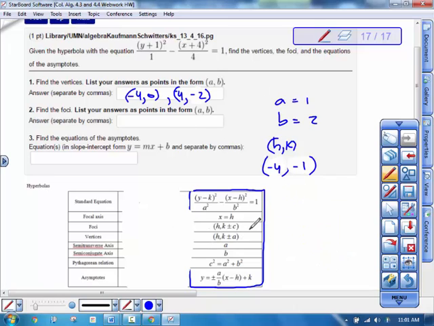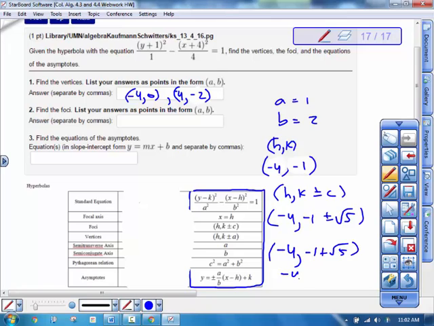Next is the foci. Foci are right here, so that's h comma k plus or minus c. So h is -4, k is -1, but we need plus or minus the c value. We don't know c, so we're going to find it using this Pythagorean relation. So a squared plus b squared, that'd be 1 plus 4 square rooted, which is the square root of 5. So our 2 points are going to be -4 comma -1 plus the square root of 5. And we also have -4 and then -1 minus the square root of 5.